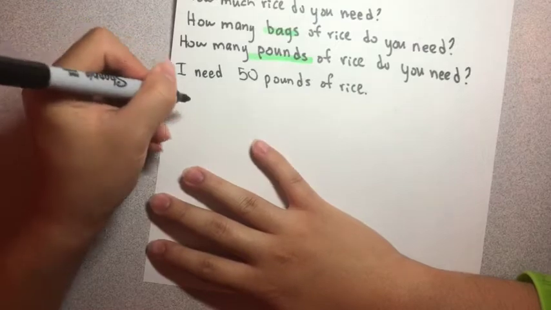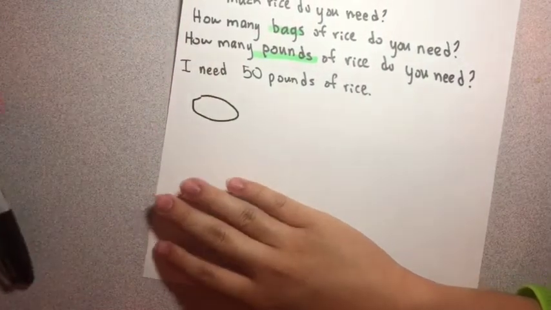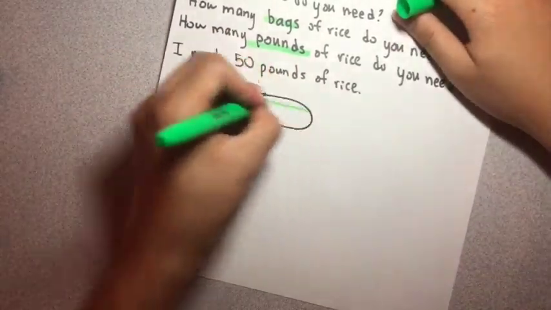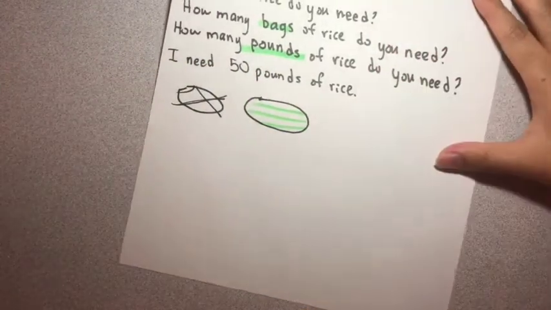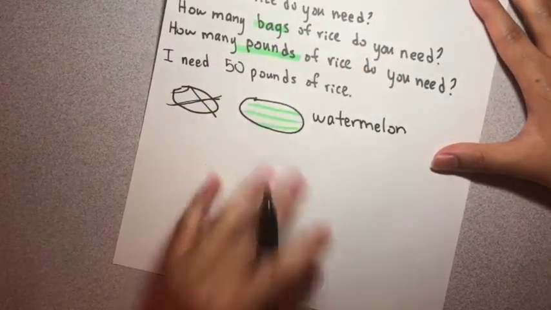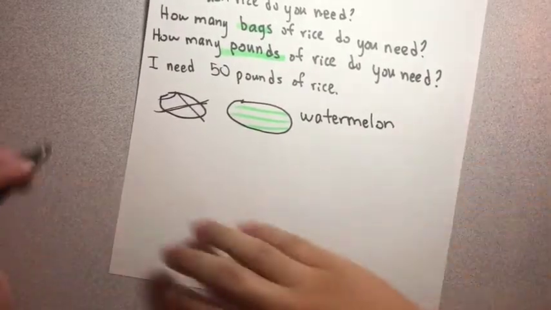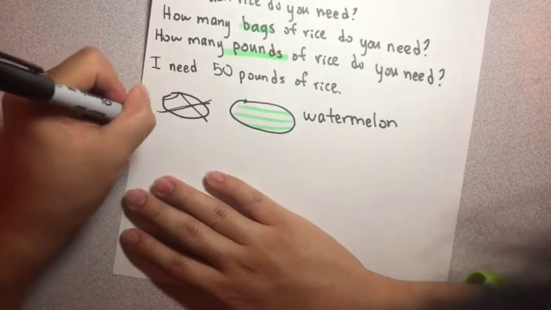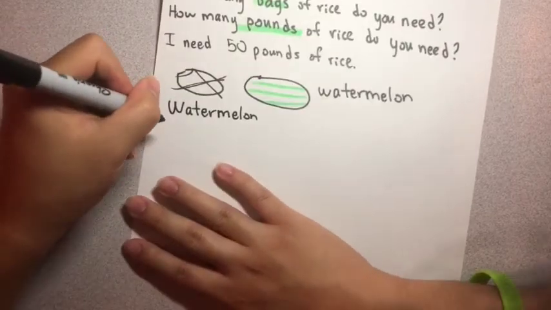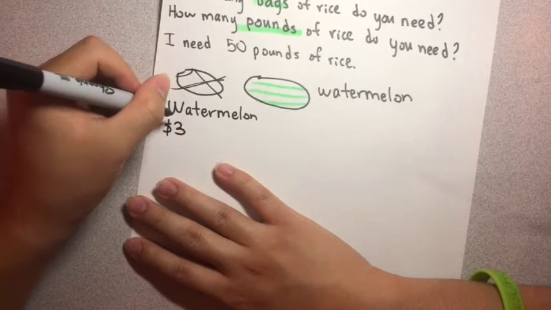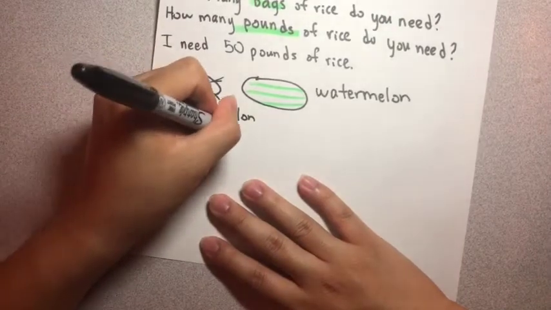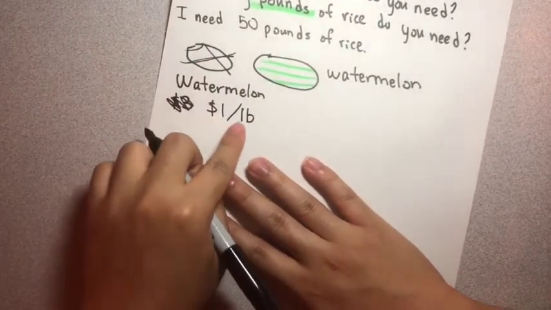So let's say you go to the store and you have, ooh, that's a bad circle. Let's do that again. Okay, you go to the store and you have a watermelon. This is a watermelon. So, you want to buy the watermelon, and there's a sign at the store that says, watermelon, let's say $3. Is that expensive? Yeah, that sounds expensive. Let's say $1 per pound, right? $1 per LB.